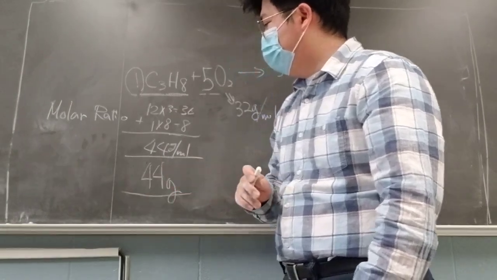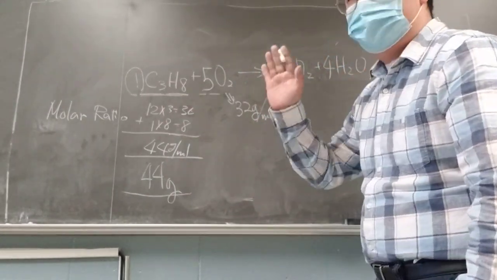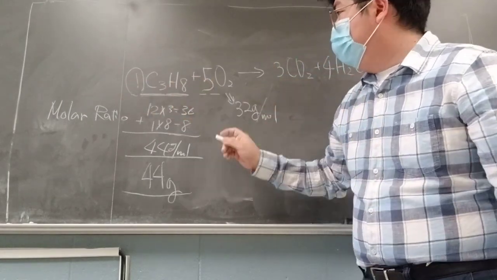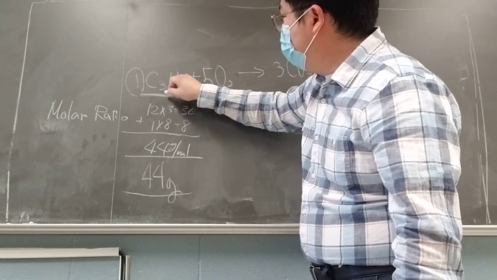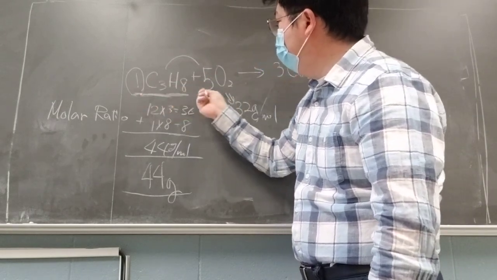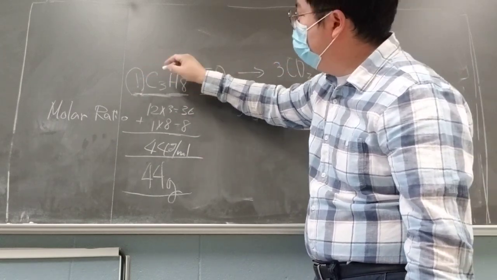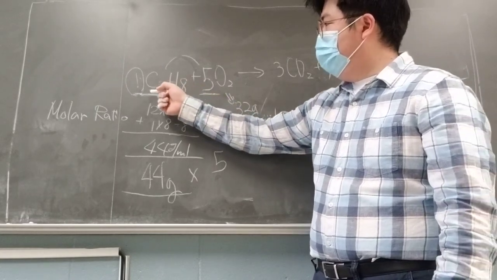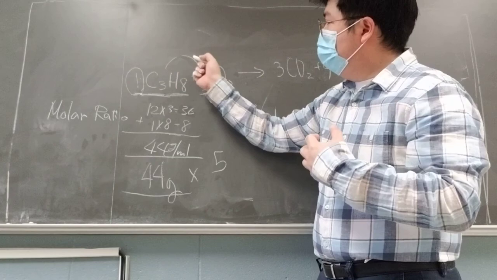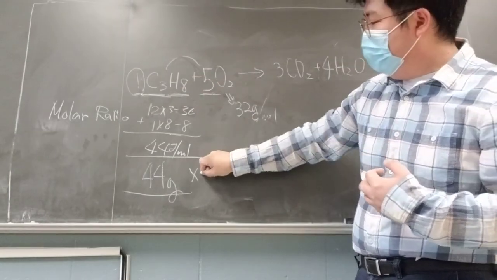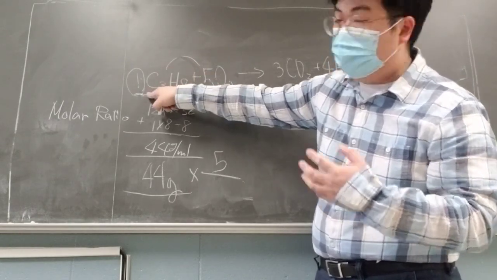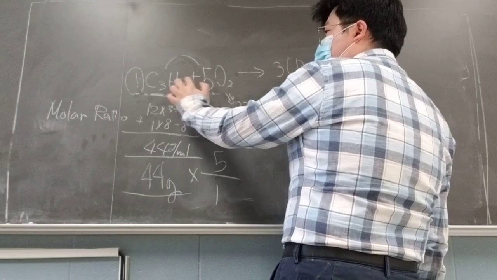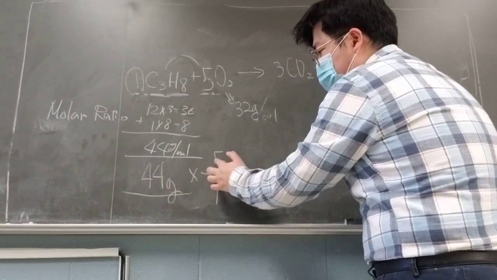So let's say we have exactly 44 grams of propane. Then you can calculate how many grams of oxygen you need by using the molar ratio 1 to 5. You have coefficient numbers 1 and 5, and you compare 1 to 5. Remember this: the coefficient number you're comparing to goes on the top, and the one you started with goes at the bottom. So it'll be 44 grams times 5 over 1.